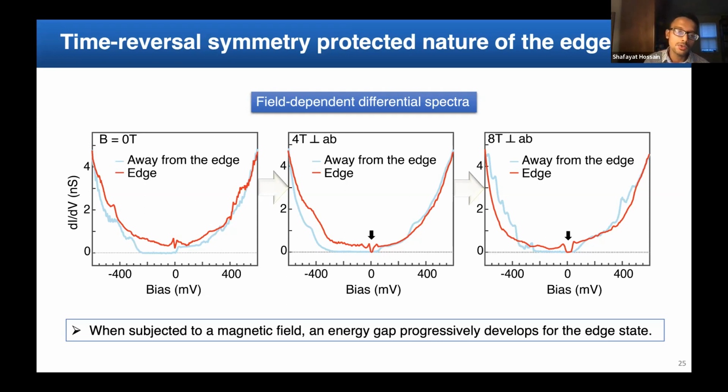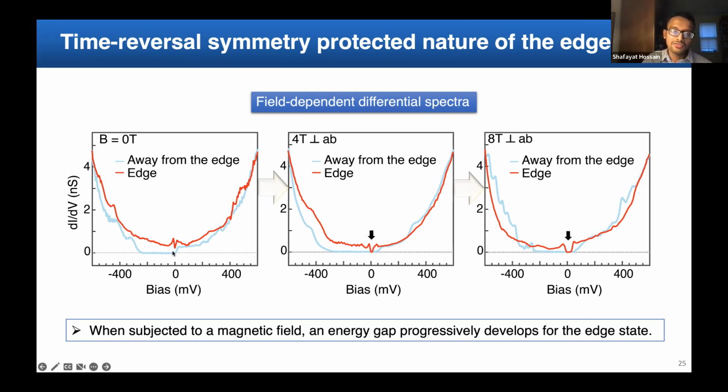It's indeed a quantum spin Hall edge. One way is to check the time reversal symmetry protected nature of the edge state. So what we can do is we can apply a magnetic field, which will break the time reversal symmetry, and we can see how the edge state spectra evolves. So here we do just that.